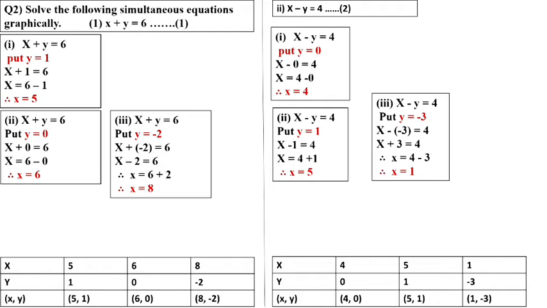In the first one we took the y value 0 and x value came 4. In the second one y value we have taken 1, so x value came 5. The third one y value we have taken minus 3, so x value came 1. With the help of these boxes which we have filled, we'll draw the graph.